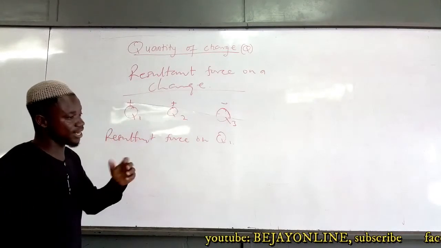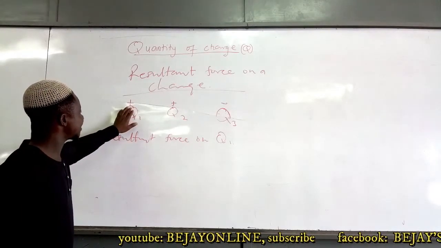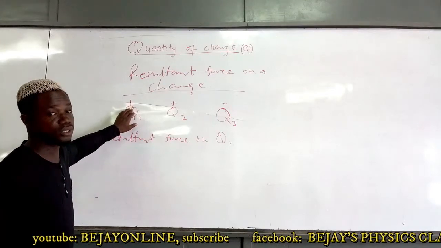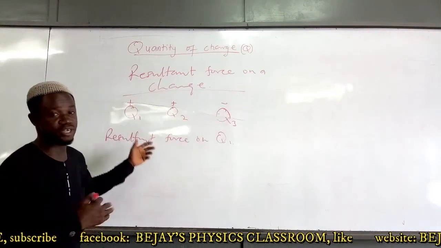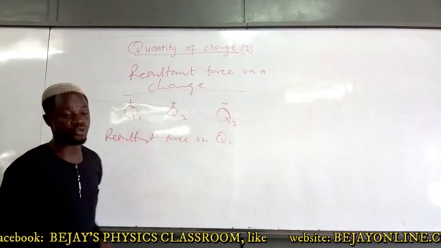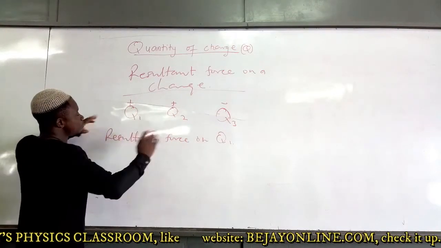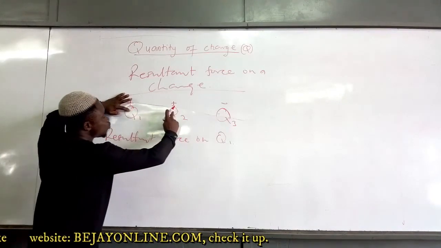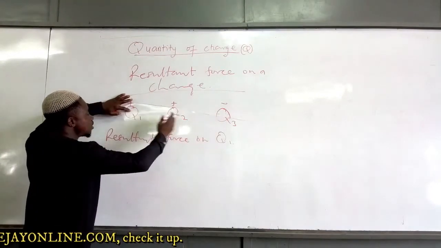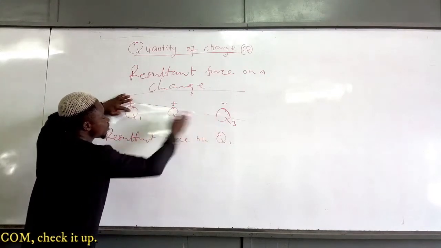Now, so we say that the charge that we are looking for the resultant force on, that charge wouldn't move. The rest of the charges are going to move. So either they move towards it for attraction or they move away from it for repulsion. So if we apply that principle to this, we are looking for the resultant force on Q1. So either Q2 and Q3 will move. Q2 and Q3 are going to move either towards it or away from it.